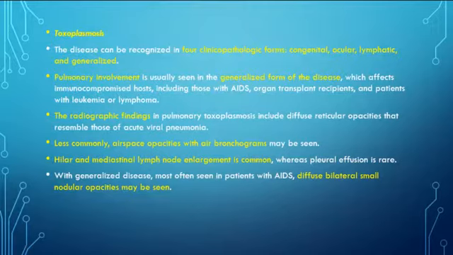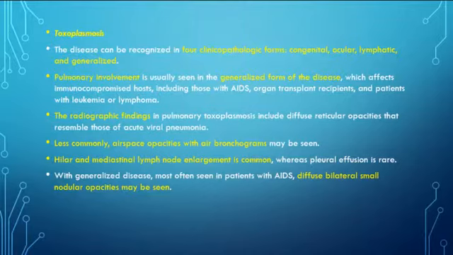Toxoplasmosis. The disease can be recognized in four clinicopathologic forms: congenital, ocular, lymphatic, and generalized. Radiographically, pulmonary involvement is usually seen in the generalized form of the disease, which affects immune-compromised hosts. Radiographic findings in pulmonary toxoplasmosis include diffuse reticular opacities that resemble those of acute viral pneumonia.